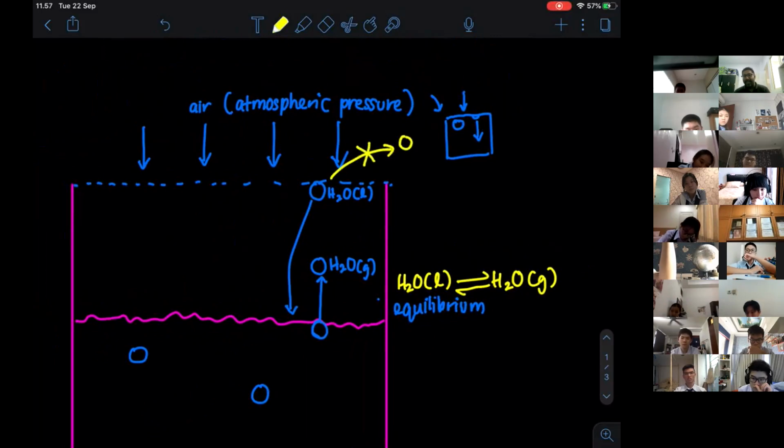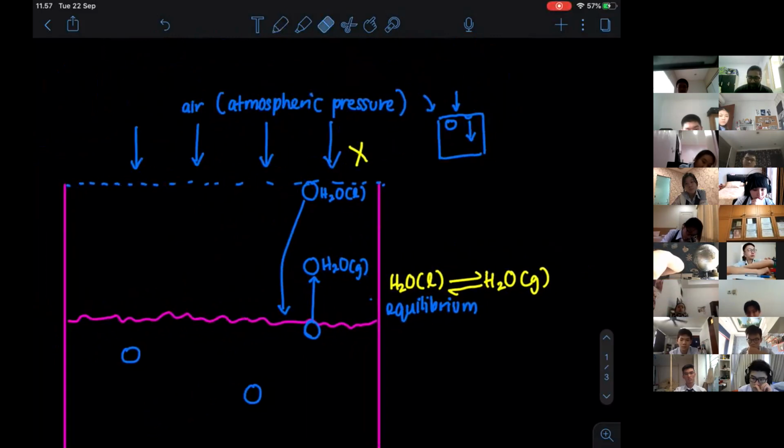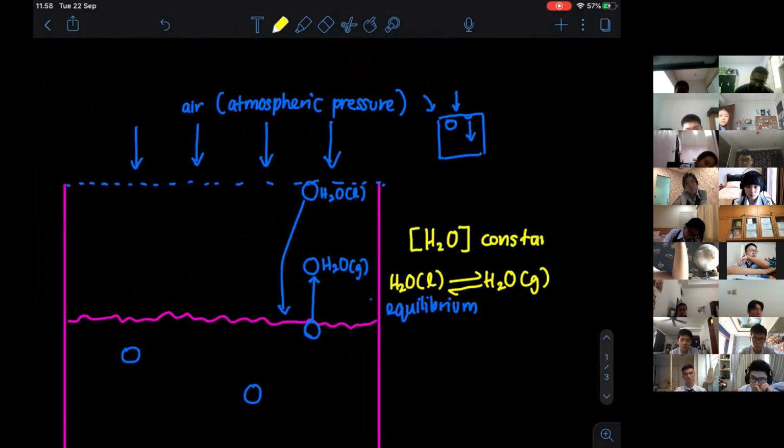Since nothing is being changed, nothing is going outside of the system, we can say that the concentration of the water is going to be constant. Concentration is constant. So if we ask, is this a closed system or an open system? If you have a physical barrier, nothing goes out, nothing comes in, we say it's a closed system.